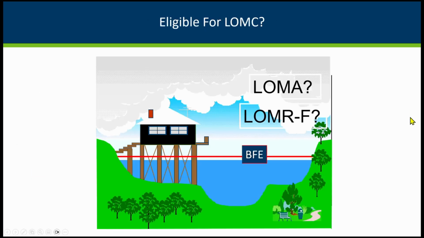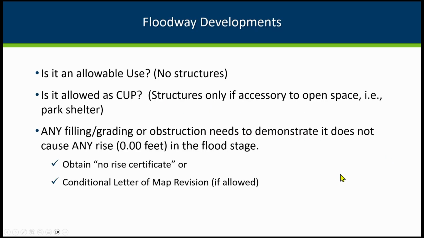So how about this situation? Would this be eligible for a LOMA or a LOMR-F? No, the lowest adjacent's way down here, and it's not elevated on fill. This would be a legal option, an alternative elevation, but it would not be eligible for LOMA or LOMR-F. And then I'm just going to say a couple words about floodway development and turn it over to Madison.